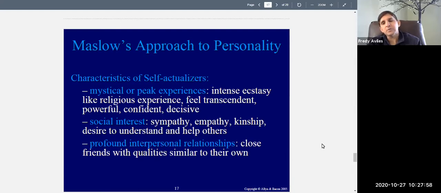It could be a friend. It could be a teacher. It could be a lover. It could be your wife, your husband, but a profound interpersonal relationship. When you have it, okay? When you have such a relationship with someone, it's just a powerful relationship.